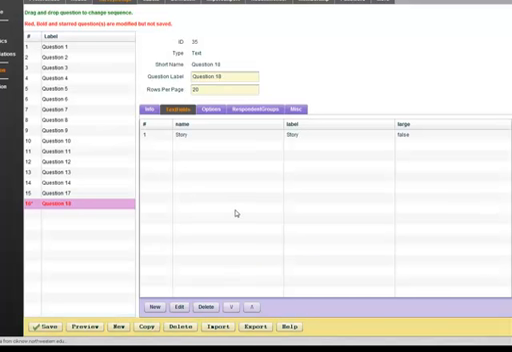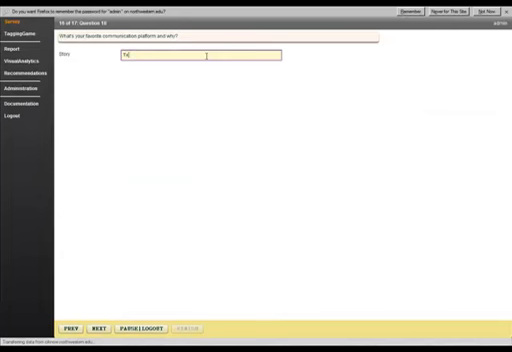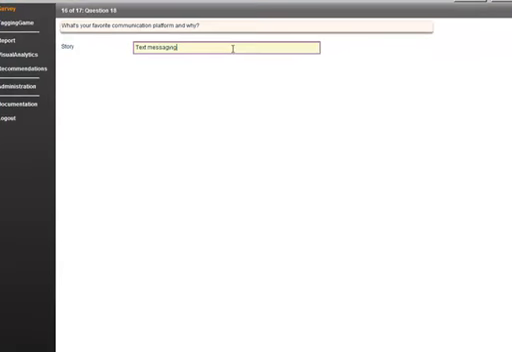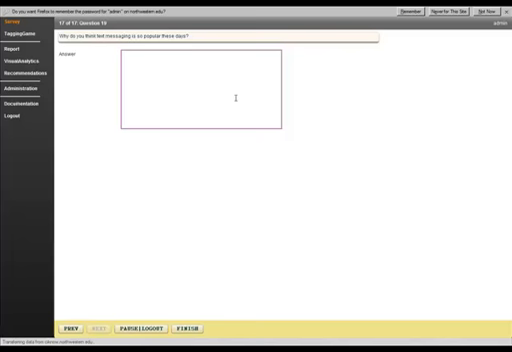There are two types: the normal text question, which only allows for short answers up to 255 characters, and the text long question, which allows for long answers of up to 65,000 characters.